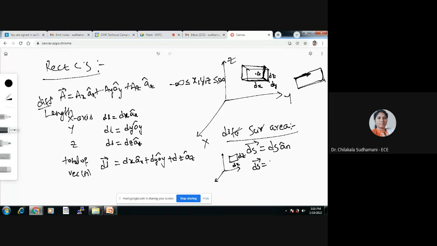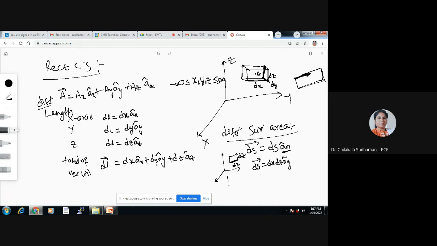Area of this is equal to... Length is dx and breadth is dz, or you can take this as breadth and this as length, as you like, dx into dz. What is here? a n cap. What is a n cap here? If we take dx dz direction, what is the perpendicular for this? It is the a y component cap. This is the area in the given direction.